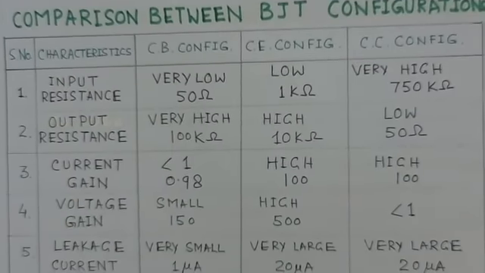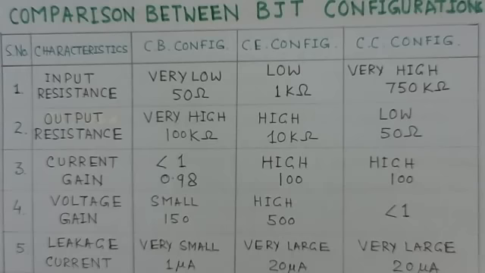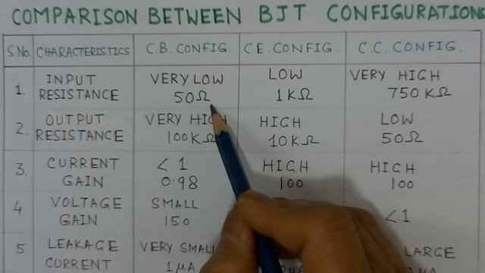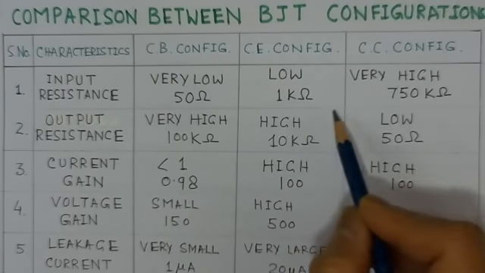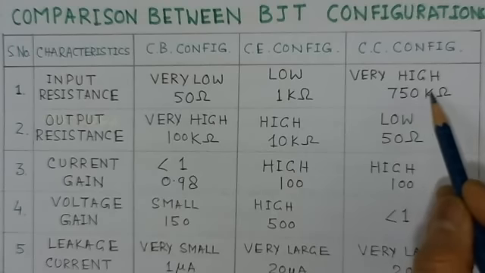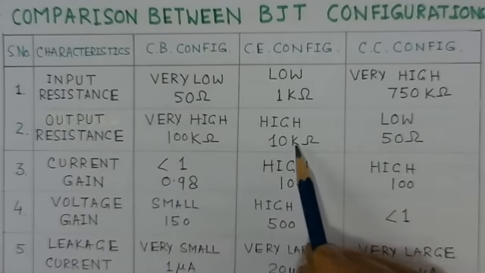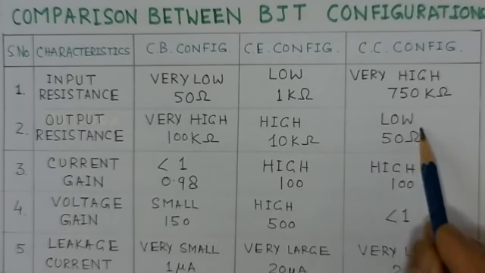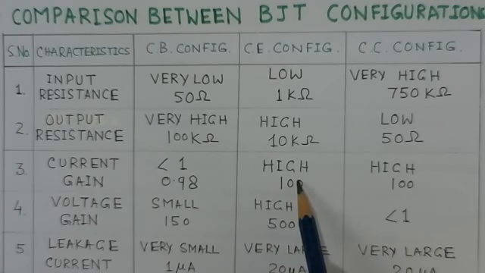Now let's see the comparison of the characteristics for the three configurations. What we observe here is that the input resistance of common base is very low, while for common emitter it's a low value, and for common collector the input resistance is very high. Output resistance, as in common base, is very high, while for the common emitter configuration it is high, like 10 kilo ohms, and it's low, like 50 ohms. Current gain for common base is less than 1, and for common emitter it is high, and it's equally high in the common collector.